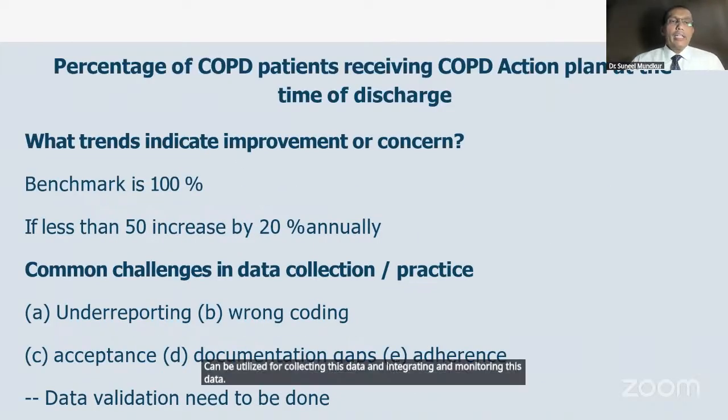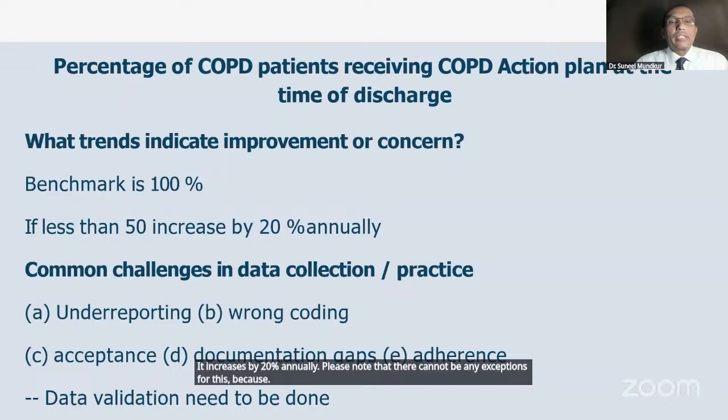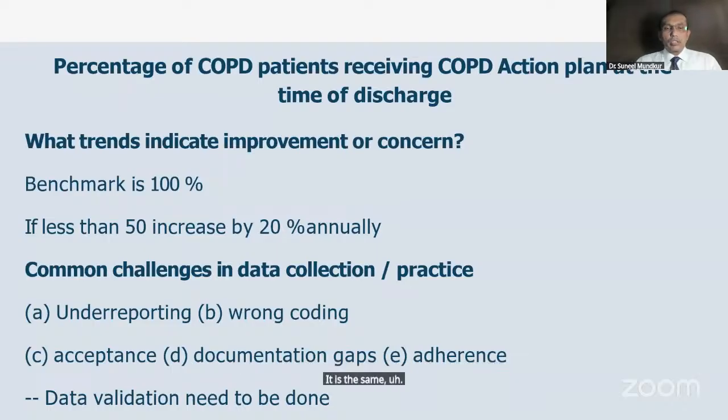Now, again, the ideal benchmark for this is around 100%, but if it is less than 50, it increases by 20% annually. Please note that there cannot be any exceptions for this because it is the same for all COPD patients.